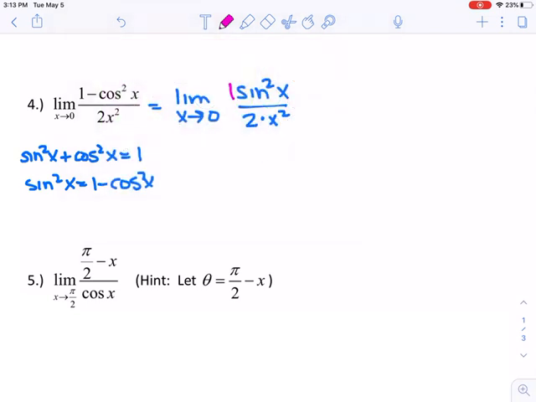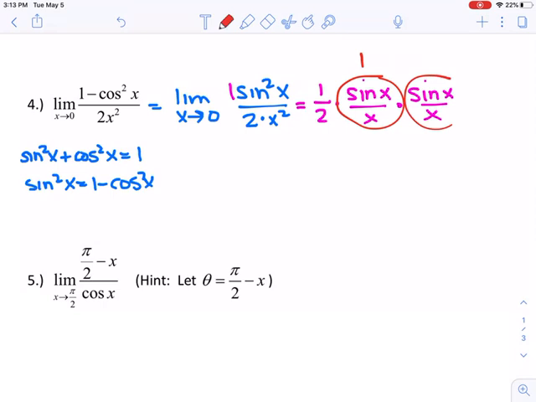So if I think of this as a 1 out in front, let's rewrite our fraction as 1/2 times a sine of x over x times another sine of x over x. We know that the limit as x approaches 0 of the sine of x over x reduces down to 1. So this is going to reduce to 1, and this is going to be reducing to 1. And I'm going to be left with 1/2 times 1 times 1 is 1/2.